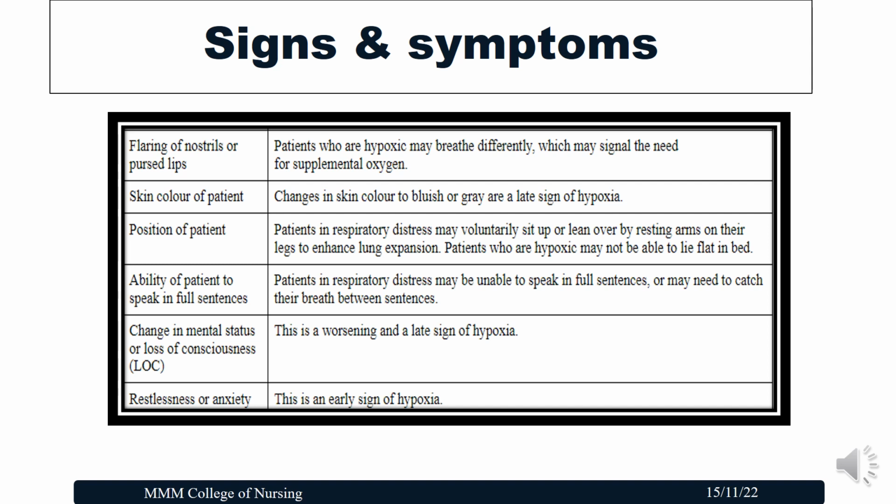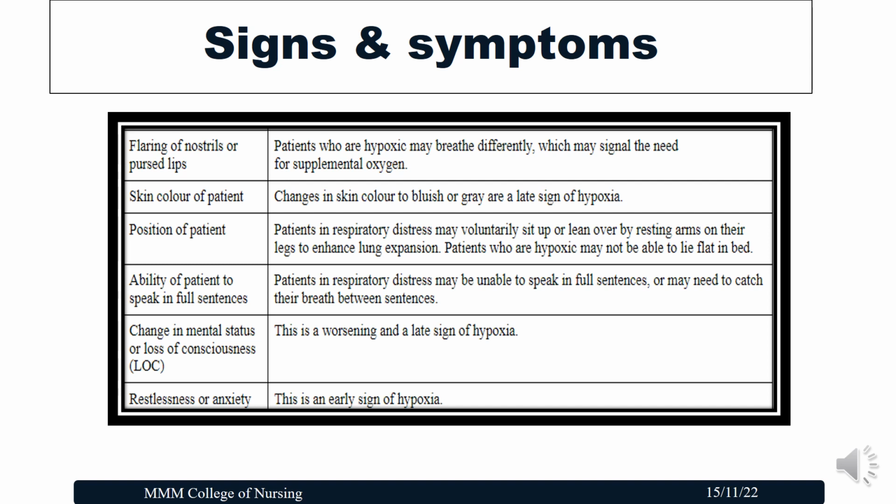Position of the patient. So if the patient is having breathing difficulty, some of the patients may voluntarily sit up or lean forward or rest their arms on their legs to enhance lung expansion. So patients who are hypoxic may not be able to lie flat, so that is a sign of respiratory distress.